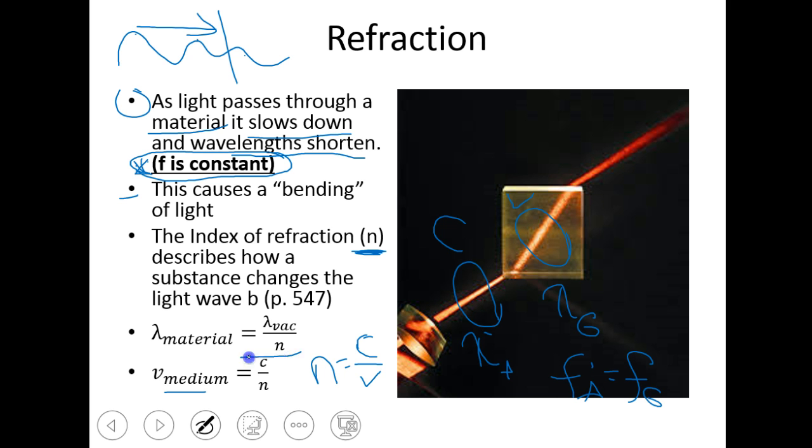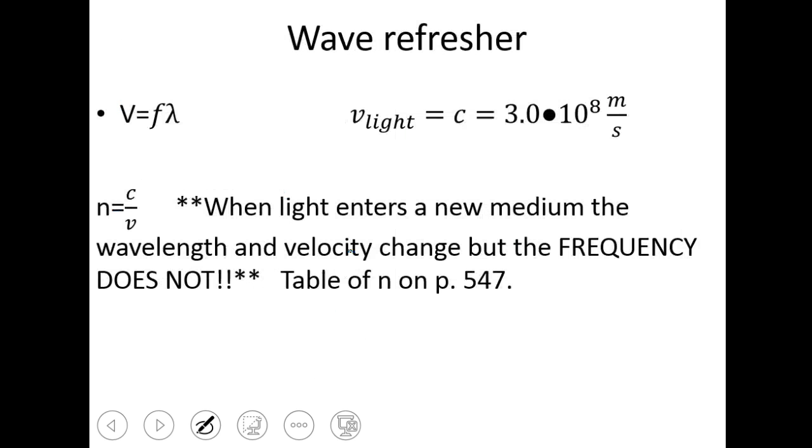And so you can also find the new wavelength or the new velocity of a wave based on the index of refraction, the speed of light, and the original wavelength in a vacuum of whatever that thing was. And just as a really good reference, on page 547, there is a table of the different indices of refraction that you can use.